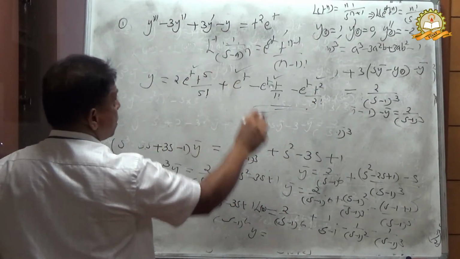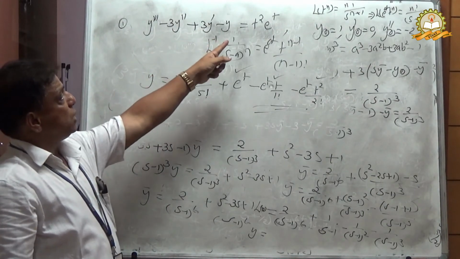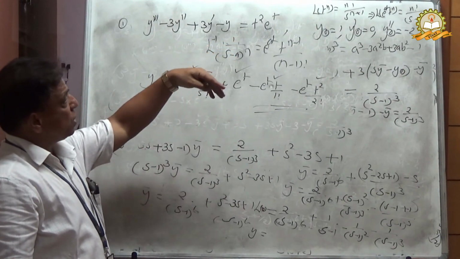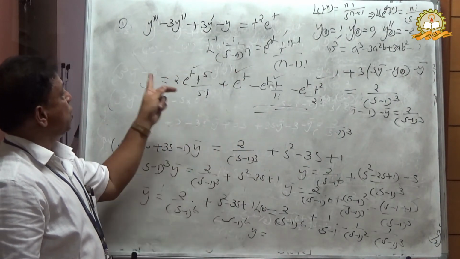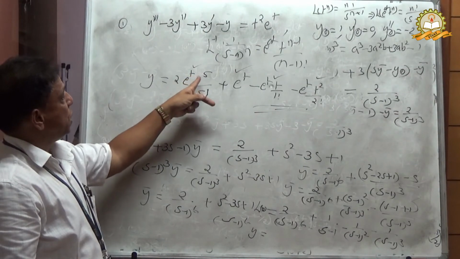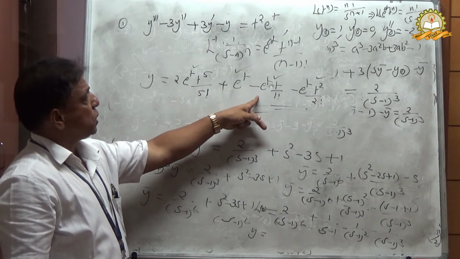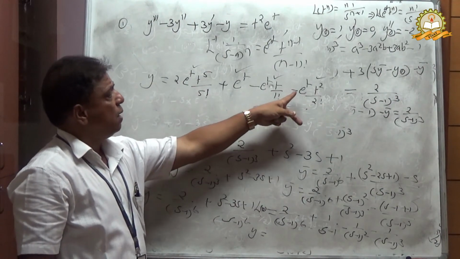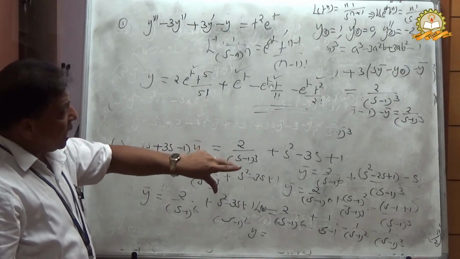Similarly, we can solve the ordinary differential equation. Here the right hand side is t square into e raised to t. After taking the Laplace transform on both sides, finally we reach the point y is equal to 2 into e raised to t into t raised to 5 by 5 factorial plus e raised to t minus e raised to t into t by 1 factorial minus e raised to t into t square by 2 factorial. Here we just rearrange the terms.